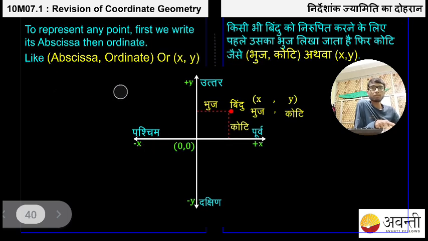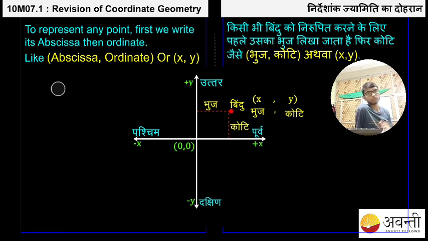To represent any point, here abscissa is the x coordinate, and ordinate is the y coordinate. It's up to you. To represent any point, first we write its abscissa, then ordinate. This is the rule. First we write abscissa, then ordinate. First input, then output. Clear? First input, then output.